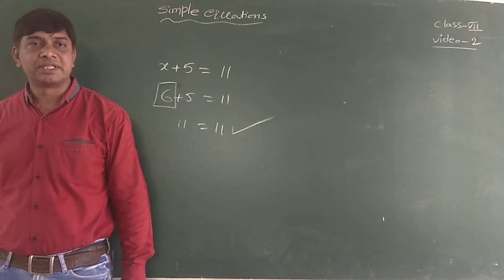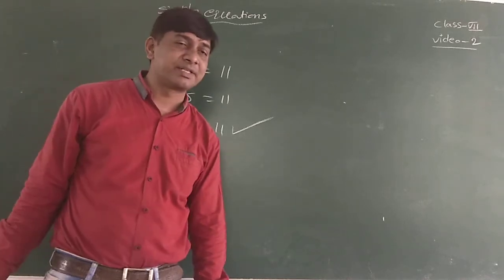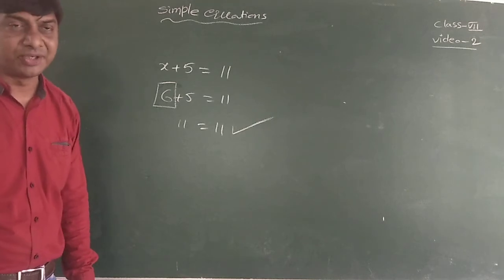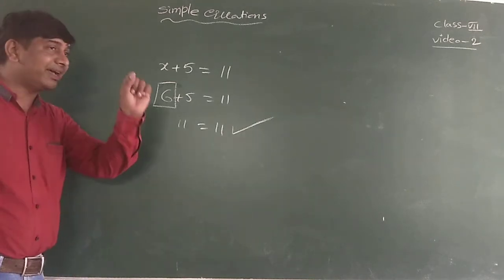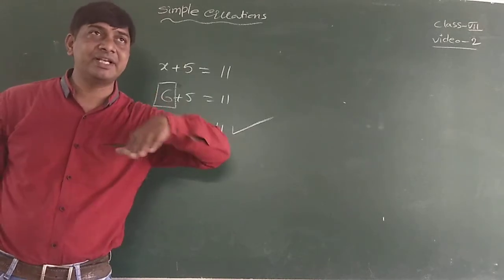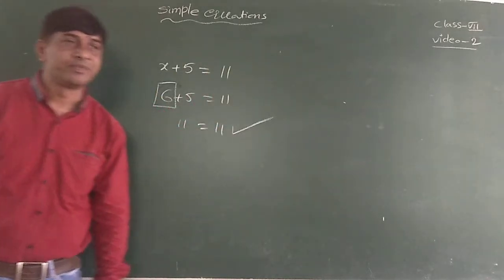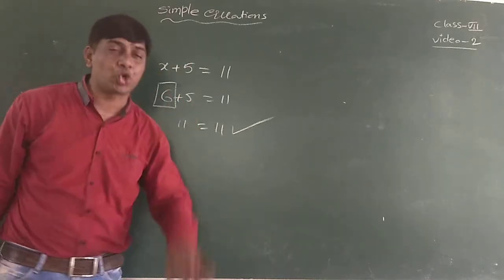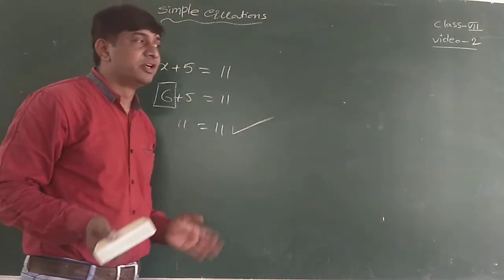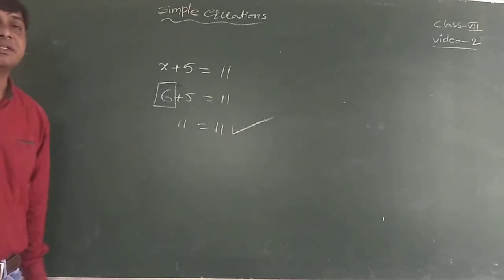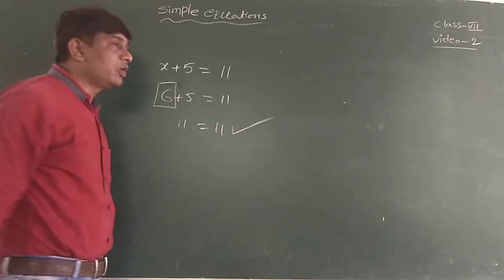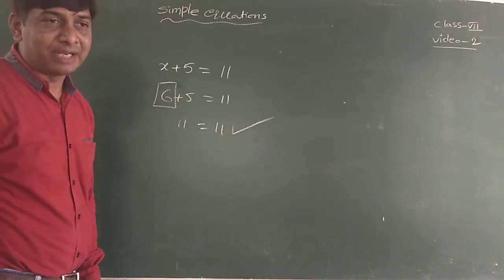Understood? The general form of the simple equation is ax plus b is equal to 0, where a is not equal to 0. The value which is substituted in place of the variable and makes the equation true, meaning the left side and right side give the same result, is called a solution of the equation. Here 6 is the solution of the equation. Am I clear?